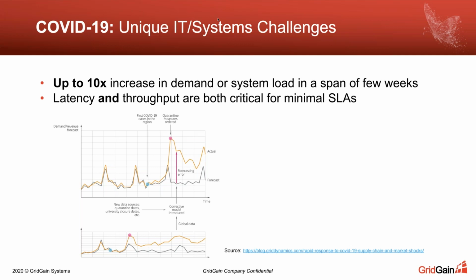But this is a very interesting graph. It's actually a demand forecast or revenue forecasting by the companies. And as you can see, before the COVID-19, the forecasting and the actual was very, very close. We're getting pretty good at forecasting. And once the quarantine measures were put in place, there is a dramatic gap between the forecasted revenue or demand, and it actually pertains to online businesses, and what actually happened. Based on a number of open source information, there is up to a 10x increase in demand of system load, literally that happened in the span of a few weeks for many online businesses.